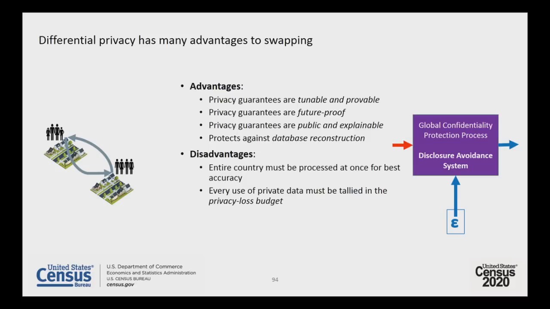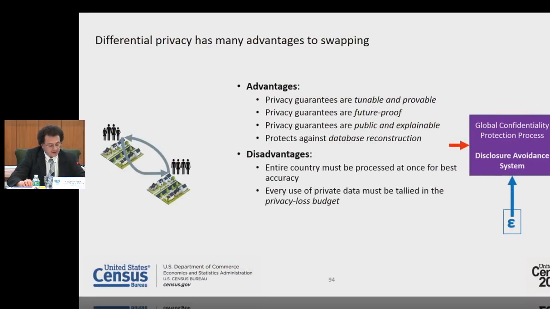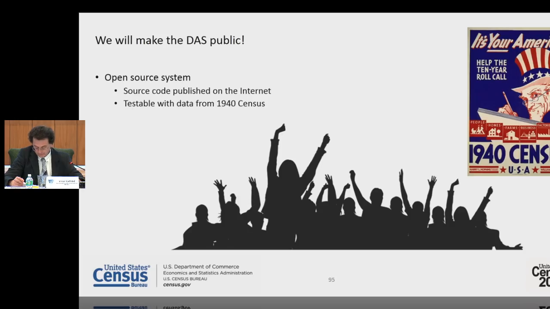Unfortunately, there are some disadvantages. The first is that the entire country must be processed at once for best accuracy. This represents a different way of processing the decennial census than has been done in the past. Second, every use of the private data must be tallied in the privacy loss budget. That's because every use of private data could be used in database reconstruction.